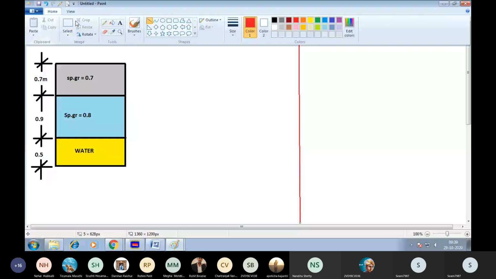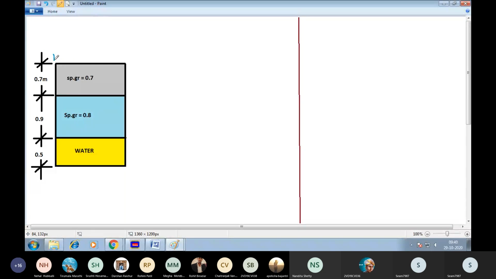So calculate the point pressure at A. Calculate and tell me the pressure at A. So let me take this as a pressure at B, this as C, D, and let me take this as E.